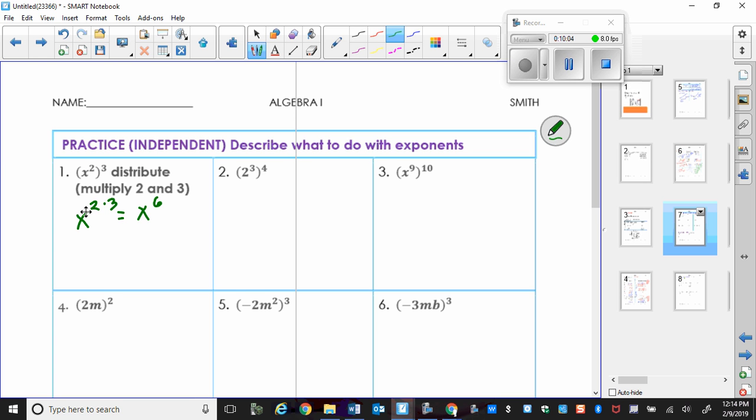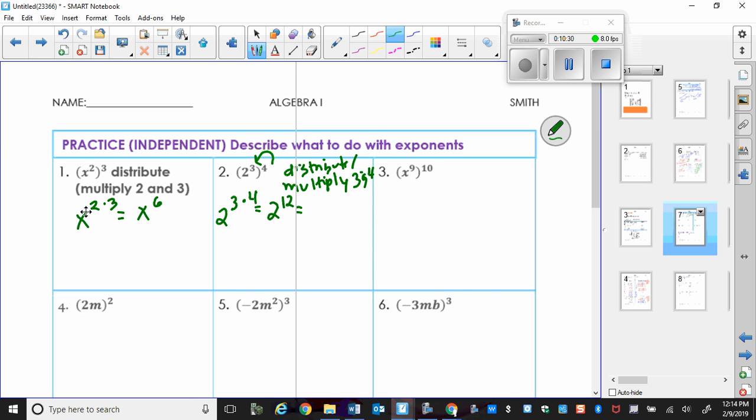For number 2, describing what happens, I'm distributing 4 to 3, or you can write distribute. You could also write multiply 3 times 4, 3 and 4. That's 2 to the 3 times 4, which equals 2 to the 12.